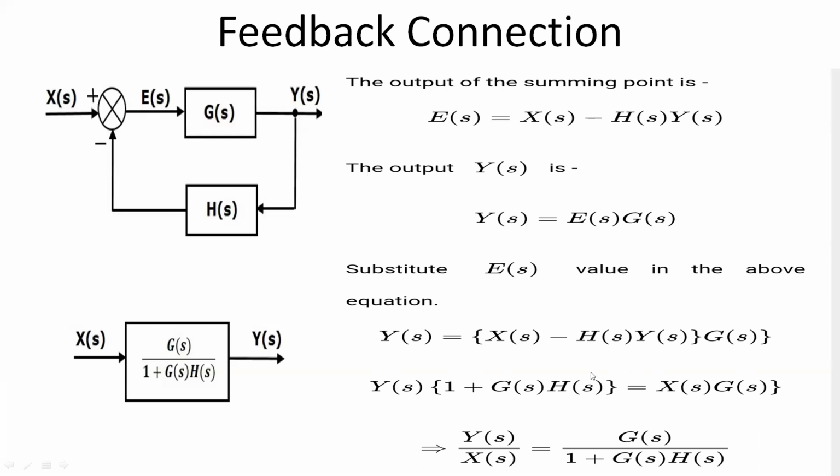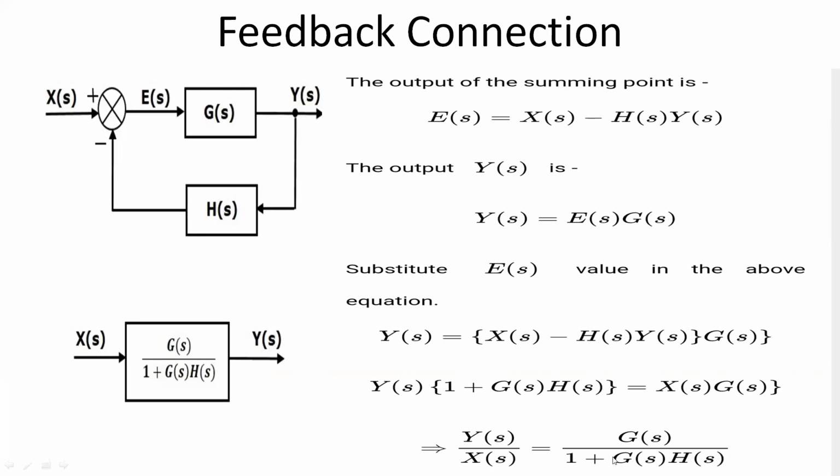If we remove this bracket, then we will get Y(S) by X(S) is equal to G(S) divided by 1 plus G(S) into H(S). This is a very simple transfer function, which we can derive very easily. So this is for the negative feedback.